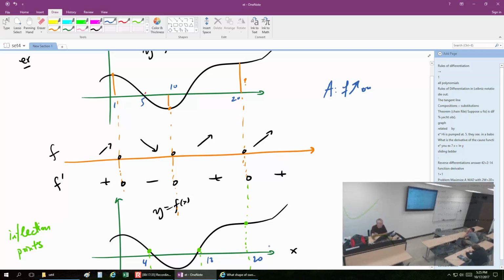Then f is increasing on the interval. So there are four patterns to be described: increasing, decreasing, and concave up, concave down. And then at the end, the maximum and minimum points. That would be a complete description. So f is increasing on the two intervals wherever you see the arrow going up.